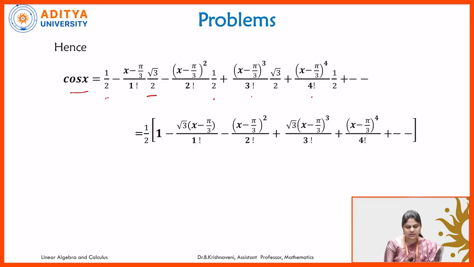So now if you see, in each term we have 1 by 2 common, so take 1 by 2 common, and the resultant series is 1 minus root 3 into (x minus pi by 3) by 1 factorial, minus (x minus pi by 3) whole square by 2 factorial, plus root 3 into (x minus pi by 3) whole cube by 3 factorial, plus (x minus pi by 3) whole power 4 by 4 factorial, plus so on.